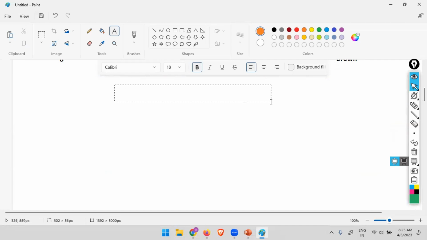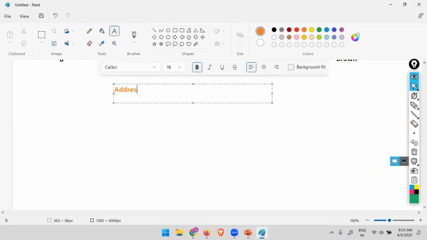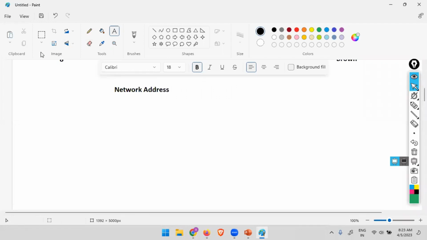Then next we'll start with the addressing part. Let's say network address. So we discussed yesterday also about network address.